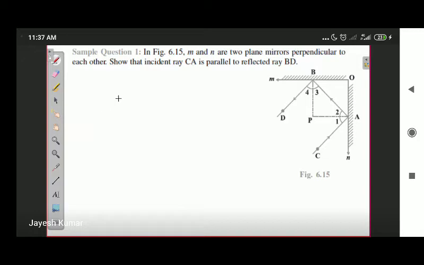Today we are going to complete chapter number 6. We are going to complete it with this question. This is a subjective question. After that, I will discuss some objective questions with you. Okay, so let us start with it.